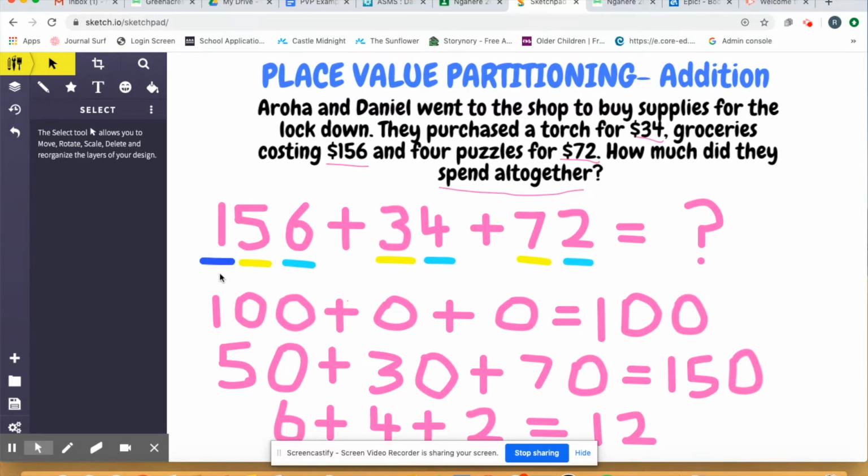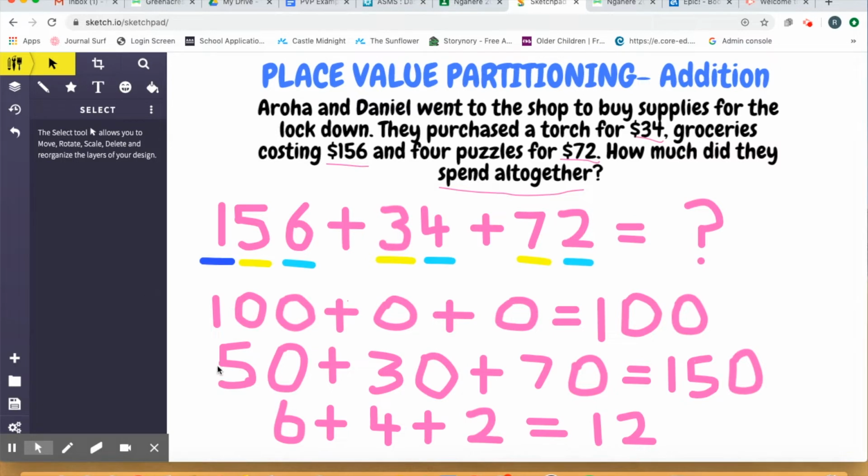Now in my tens columns, I've got the 5 of 50, the 3 of 30, and the 7 of 70. And in the ones, I've got the 6, the 4, and the 2. Now what I've done here is I've put those groups together. So my hundreds, my tens, and my ones. So I've got 100 plus 0 for my hundreds equals 100.